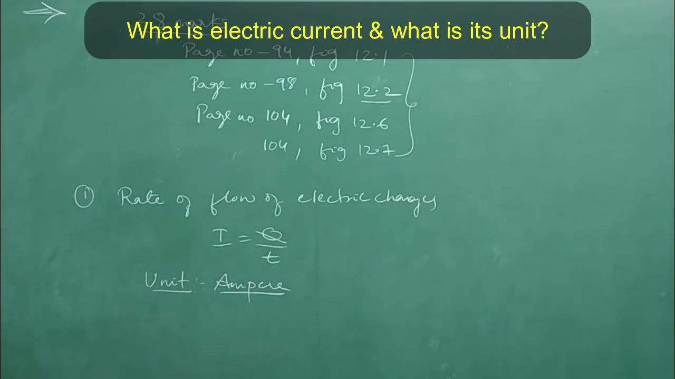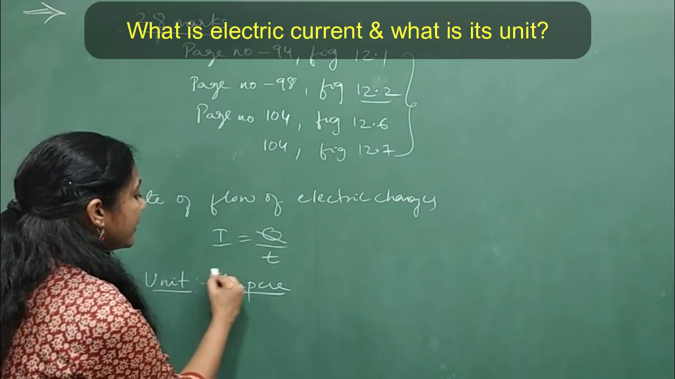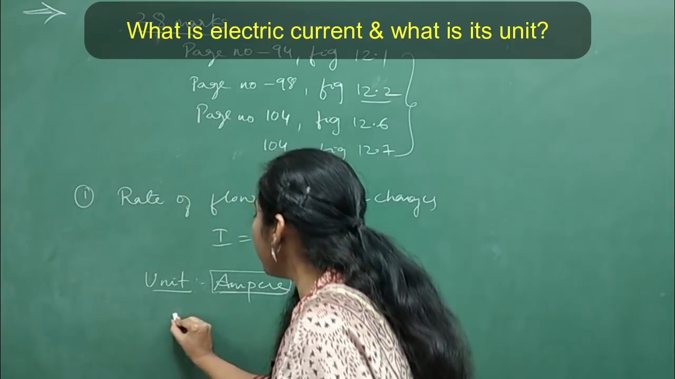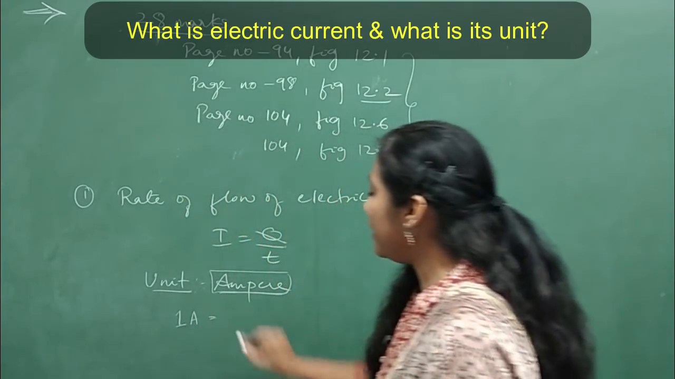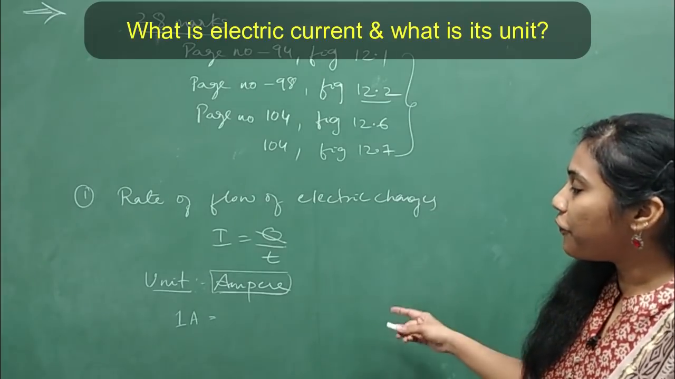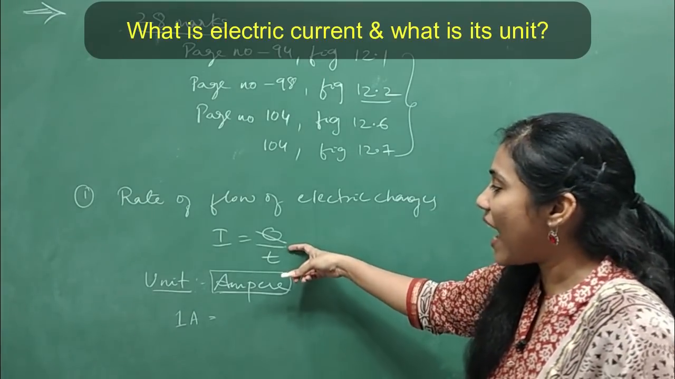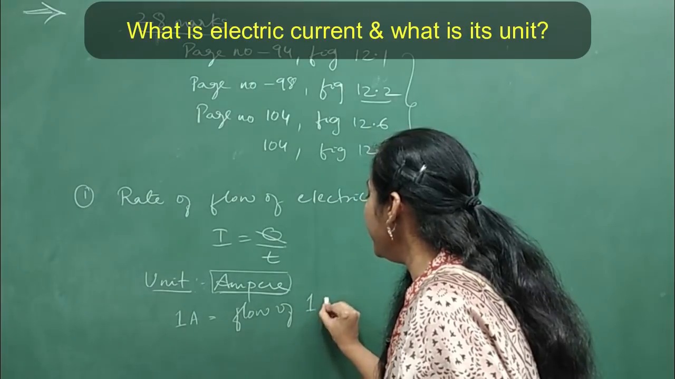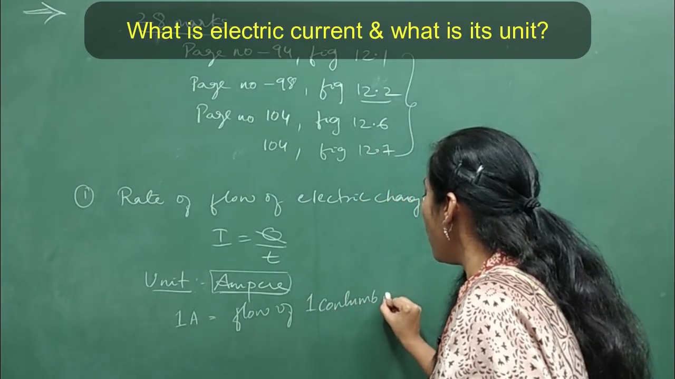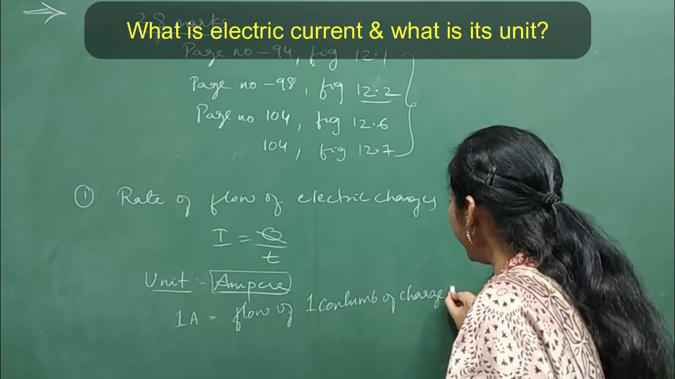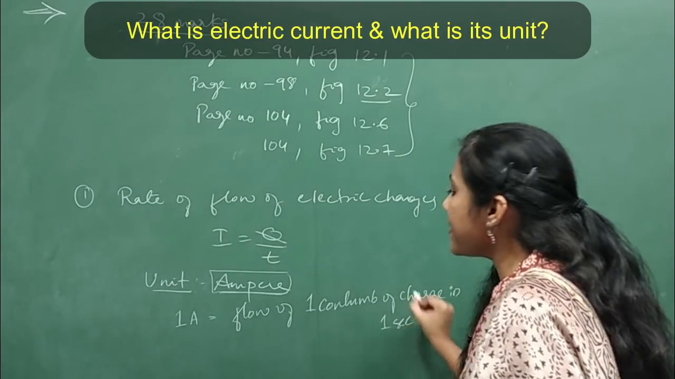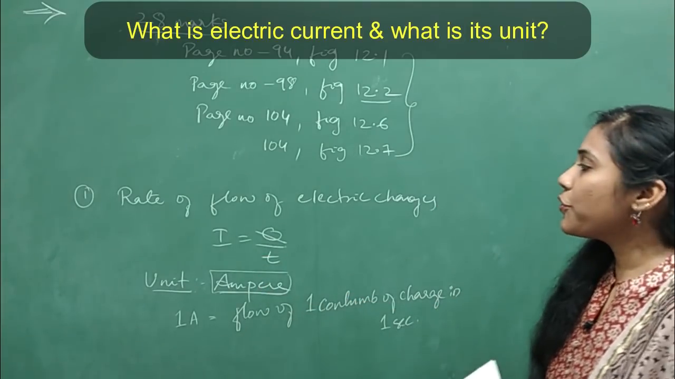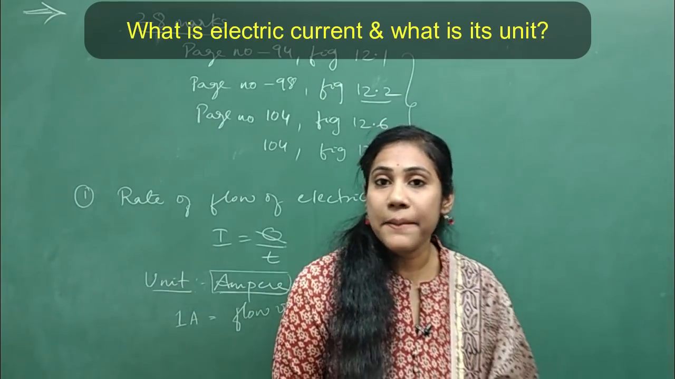Okay. And now I am going to tell you one more question here. They may ask you to define 1 ampere. So how do you define 1 ampere? 1 ampere is nothing but the flow of 1 coulomb of charge in 1 second, right? Flow of 1 coulomb of charge in 1 second is called 1 ampere, right? So its definition is also important. So this is our first and simple question.